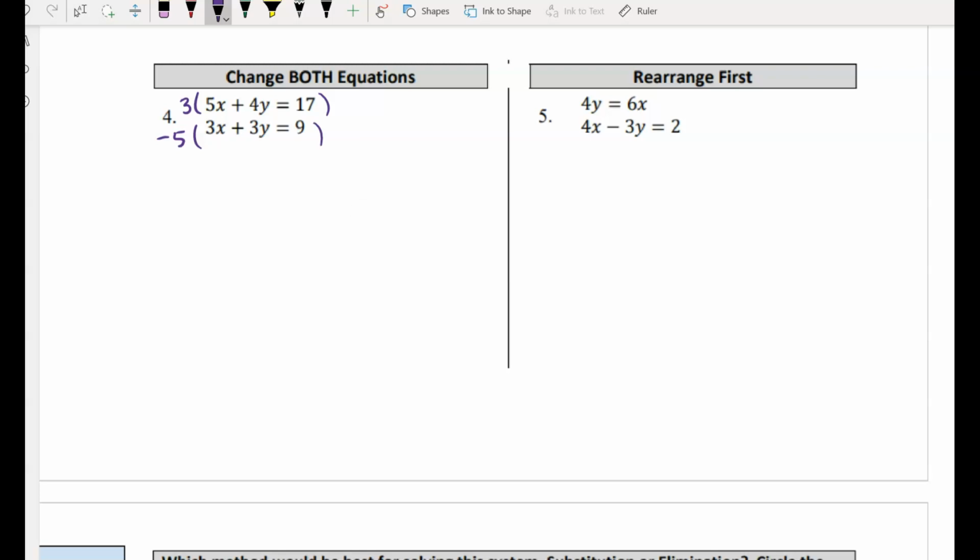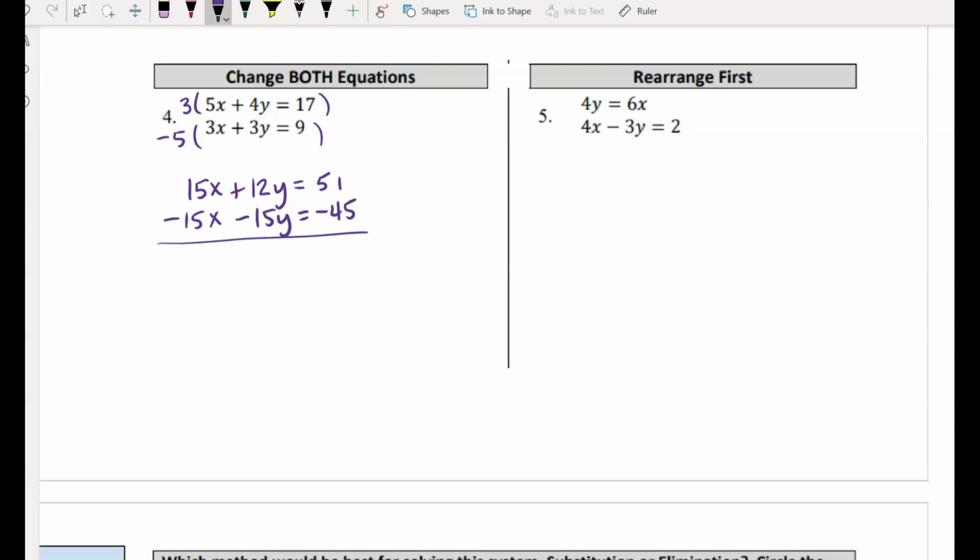I need to distribute the 3 to every term in the first equation on both sides. So 3 times 5x is 15x, plus 3 times 4y is 12y, and 3 times 17 is 51. Now multiply the second equation by -5. -5 times 3x is -15x. Notice how I set that up so the coefficient of my x's are opposites of each other. -5 times 3y is -15y. And -5 times 9 is -45.